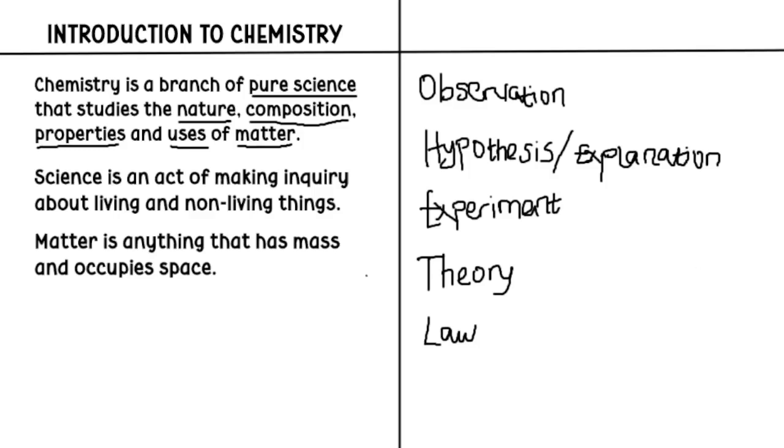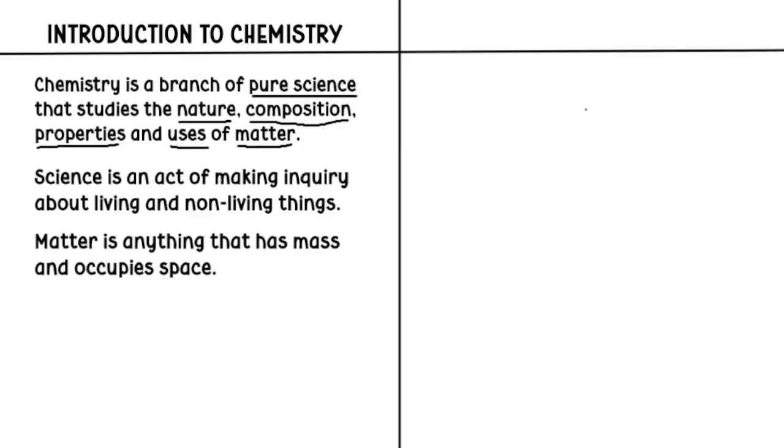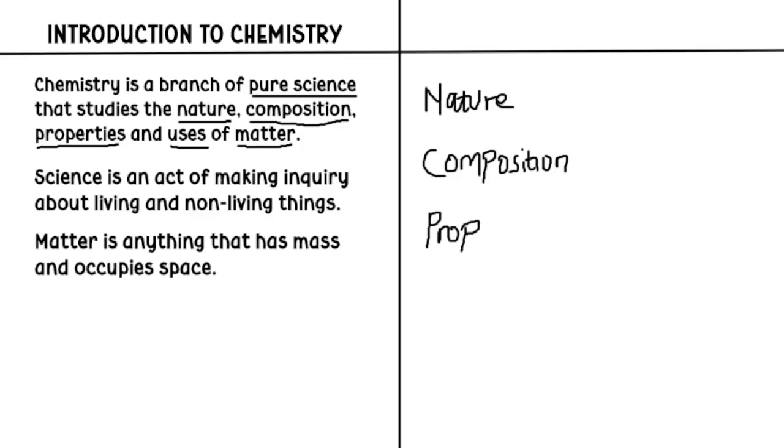So as long as there is a mass, it occupies space, then it is matter. What does chemistry study? According to the definition, it studies the nature, the composition, the properties, and the uses of matter. In studying the nature, this is where the states of matter comes in. Matter can exist in either a solid state, liquid state, or the gaseous state.